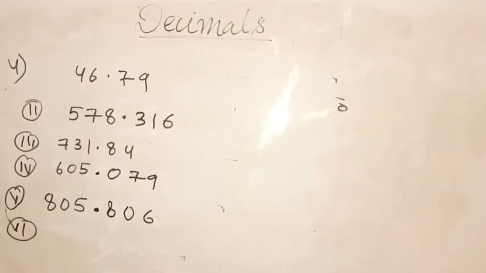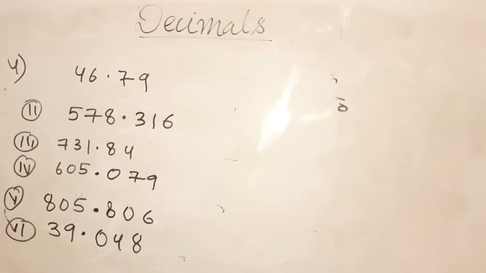It is 39. Say again, as you all can see that 4 upon 10 is not given. Directly 4 upon 100 is given to you. So 39.048. Why it is 048? Because 0 upon 10, 4 upon 100 and 8 upon 1000. I hope you must have understood how I have done this question, students.